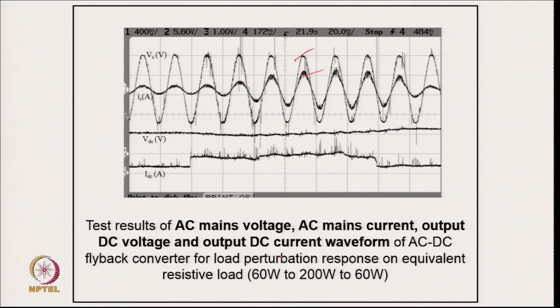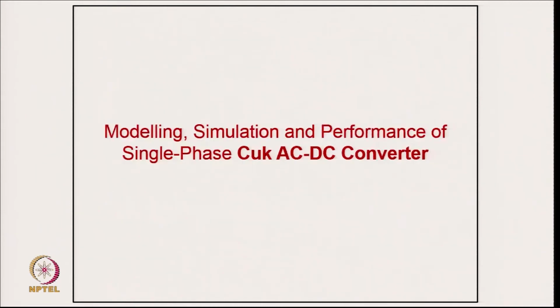This is the supply voltage and supply current, and the power changes from 60 watt to 200 watt. This is the output voltage and the load current corresponding to 60 watt, then 200 watt, and 60 watt again. You can see the dynamics: the current remains in phase with the supply voltage, maintaining unity power factor even during load perturbation.